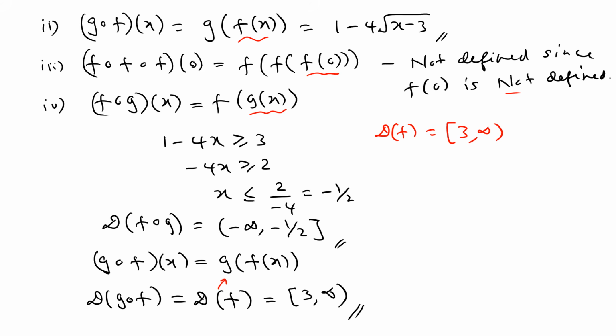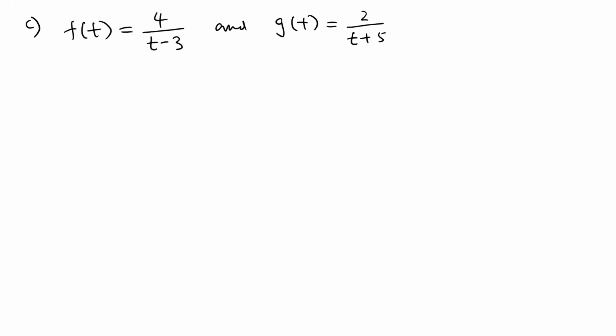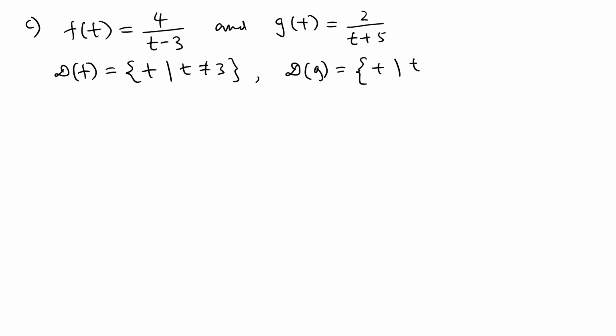Okay, so let's go to the next problem. So we have f of t equal 4 divided by t minus 3 and g of t equal 2 divided by t plus 5. So we want to avoid dividing by 0. So that means the domain of f has to be anything that doesn't make the denominator 0. That means t cannot be 3. And for the g function, t cannot be negative 5. So those are the two domains.